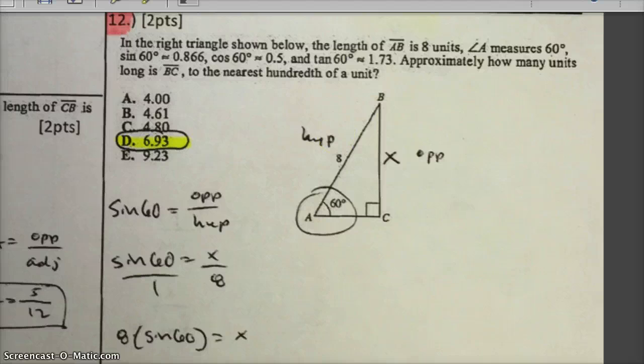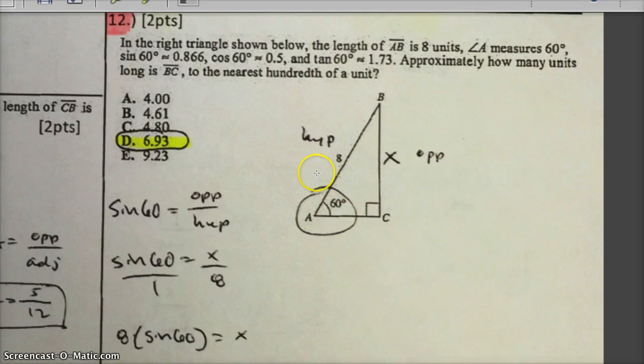Question number 12. In the right triangle shown below, the length of AB is 8 units, which is labeled, and angle A measures 60 degrees, which is labeled. Again, you can tell that this problem is meant to be done without a calculator because it actually gives you these three trig ratios. Approximate how many units long BC is to the nearest hundredth of a unit.